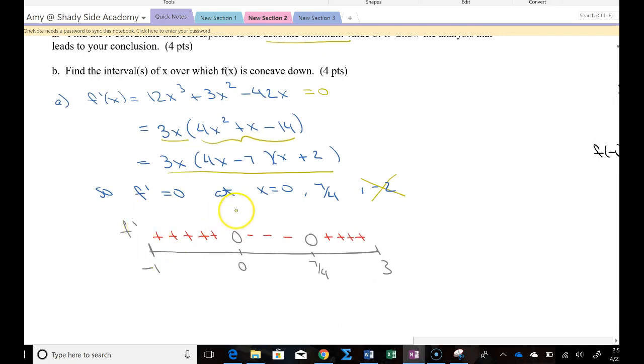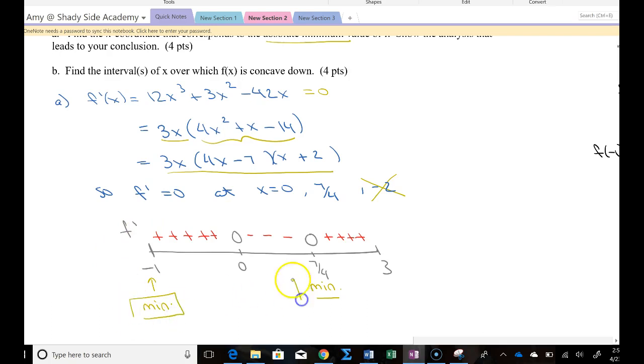F increases, then decreases, then increases. 7/4 is the location of a min, but here's the thing, so is negative 1, because negative 1 is an endpoint, and if you think about the graph of f, if f starts to increase at x equals negative 1, it's going to start going, boom, in that direction. That means at this endpoint, there is a min. Now, whether it's an absolute min or a relative min, that begs to be determined.